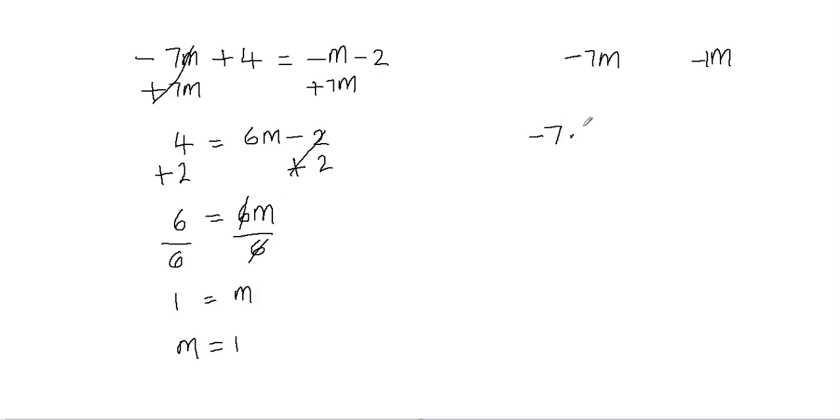So negative 7 times 1, plus 4, is equal to negative 1 minus 2 on the right side. Negative 7 times 1 gives me negative 7, and this is plus 4, and negative 1 take away 2 gives me negative 3. Negative 7 plus 4 is negative 3, and negative 3 is equal to negative 3. Since the left-hand side is equal to the right-hand side, that means my answer is absolutely correct. So this is the way you can solve and verify whether your answer is correct or not.